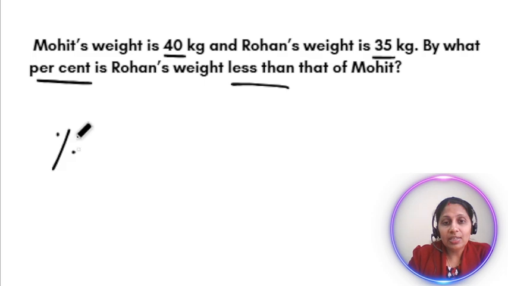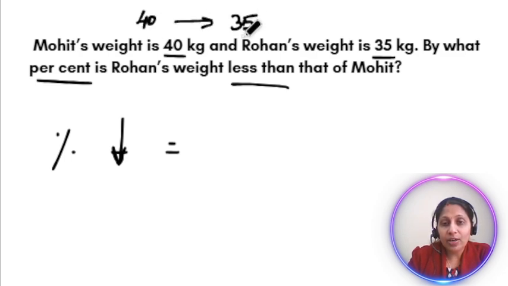So percentage decrease. Decrease means the value decreases. Sorry, 40 is Mohit's value and 35 is Rohan's value. They are asking by what percent Rohan's weight is lesser. So we need to compare for Rohan's.